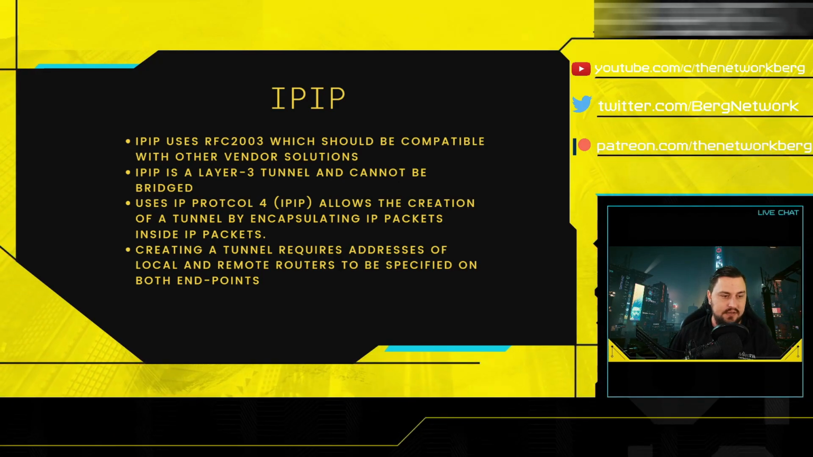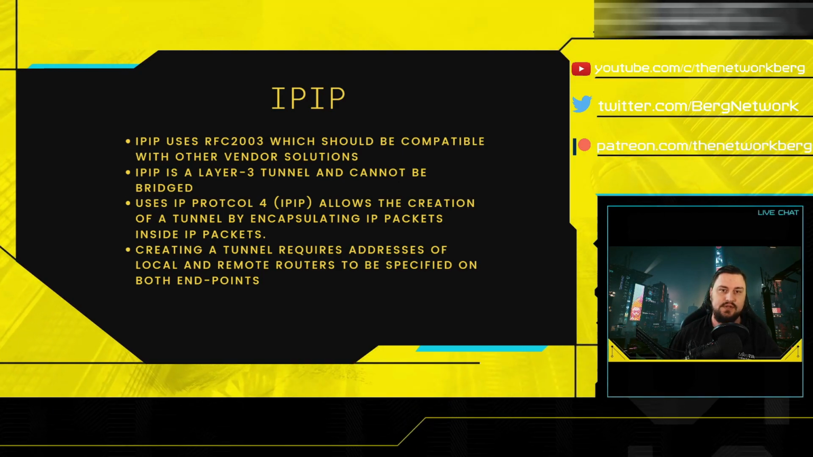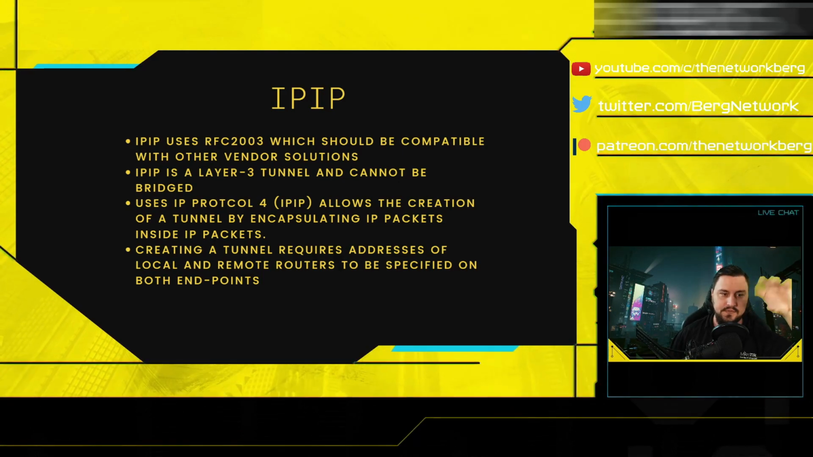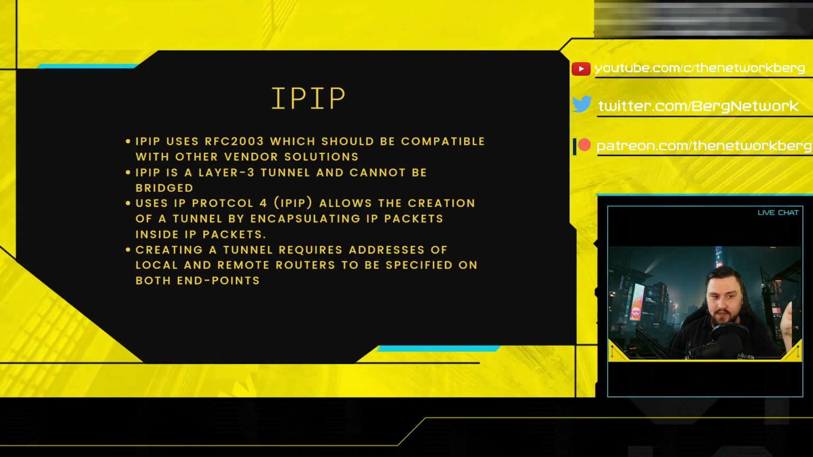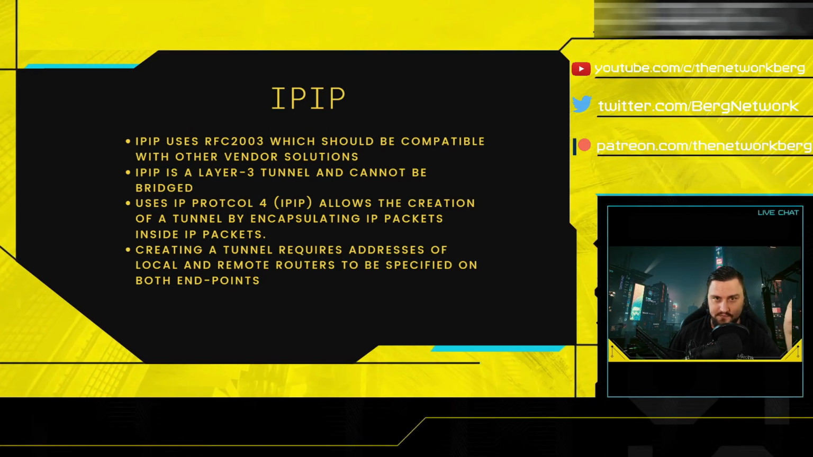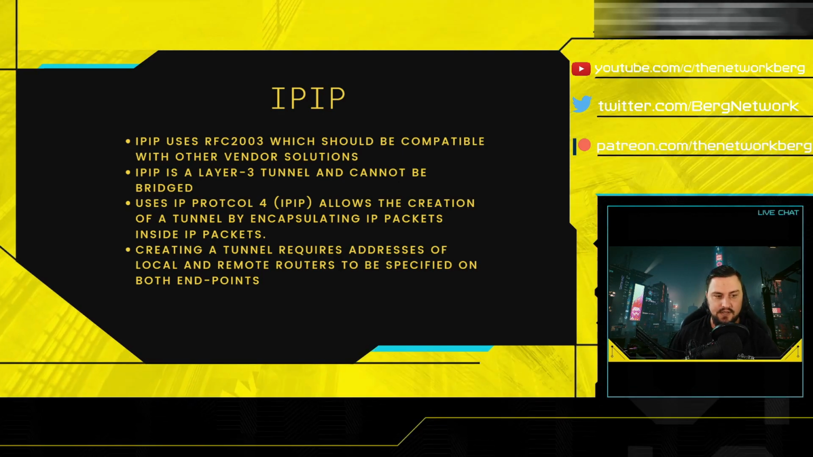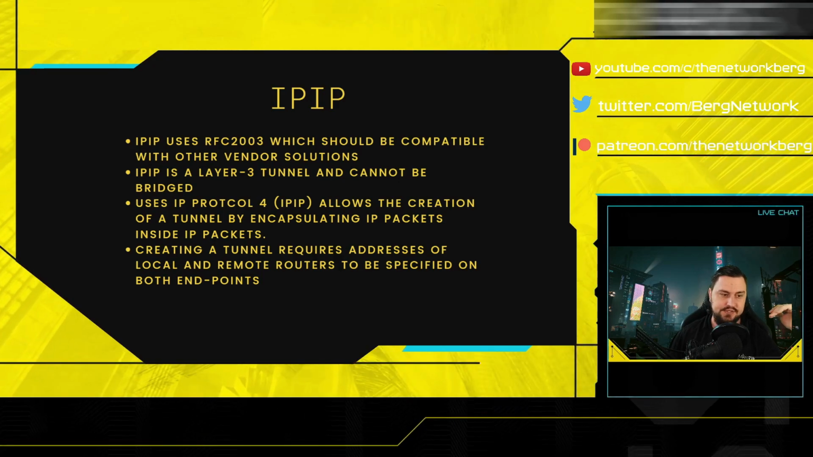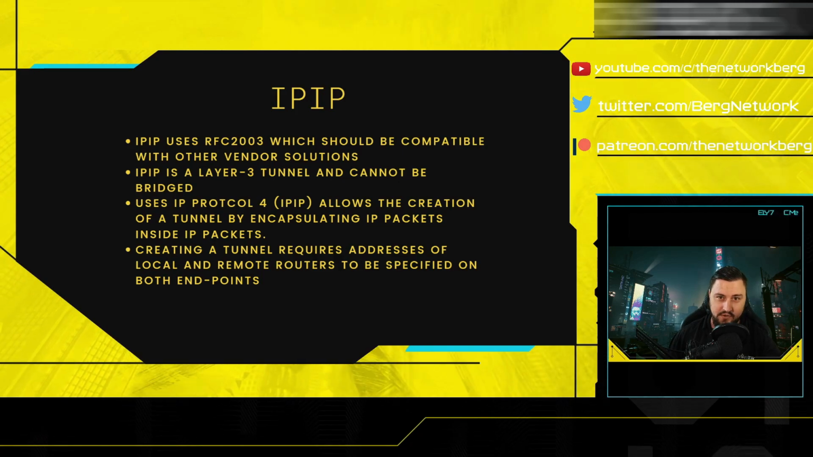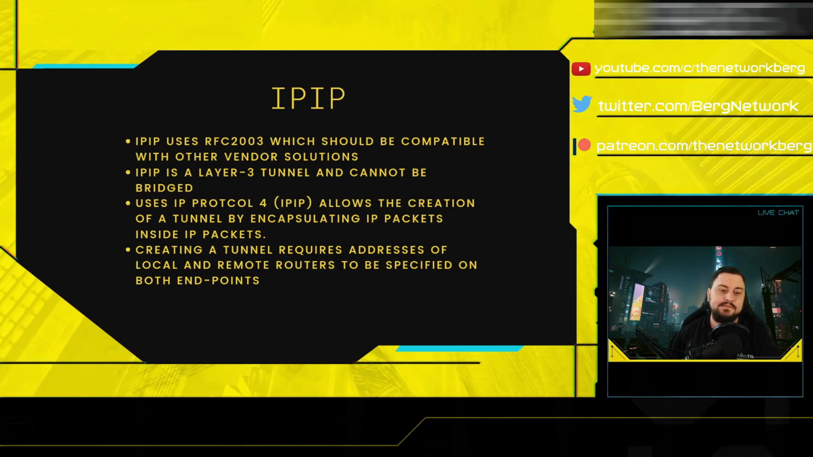But what IPIP does is allow you to create an IP tunnel to a different router so that you can still route traffic as if they were connected to your network. But it's important to note that IPIP cannot be bridged. So you can't take a physical interface and bridge it with IPIP and do what EOIP does. It only allows for layer 3 communication. IPIP also uses protocol 4. So it's its own protocol. It's not TCP or UDP, it's IPIP.